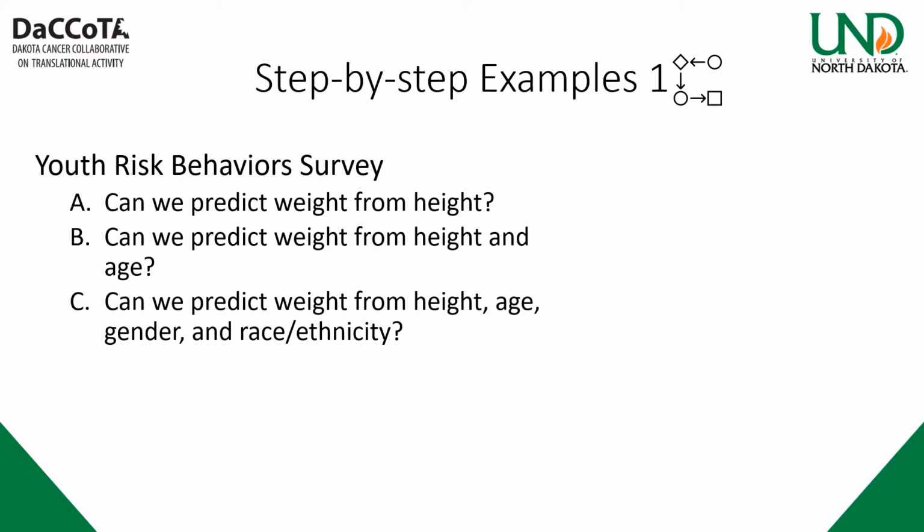So now let's walk into some step-by-step examples. We'll start with the basic linear regression understanding, and we'll use this Youth Risk Behavior Survey. This was data collected from high school students on various risk factors, and for our purposes we want to ask three increasingly sophisticated questions. First, the simplest: can we predict weight from height? So we have the weight of these different students and their heights. We want to try to predict weight. Then we can add in age as well, and then finally add in two more categories, gender and race and ethnicity.